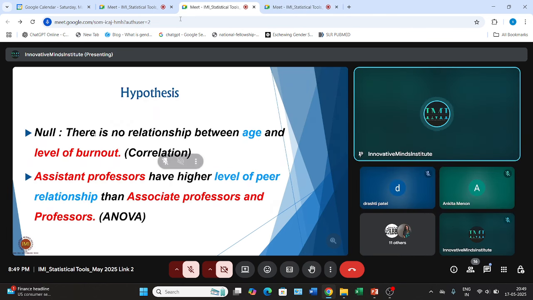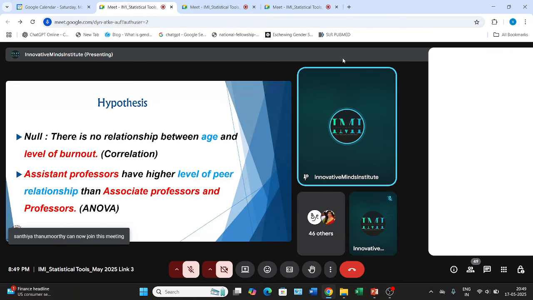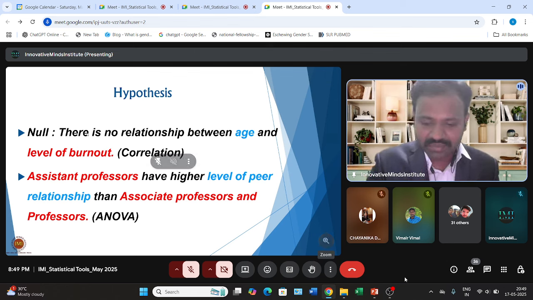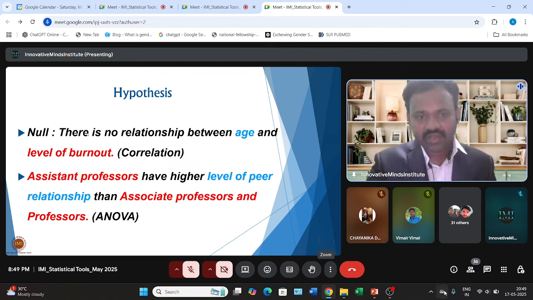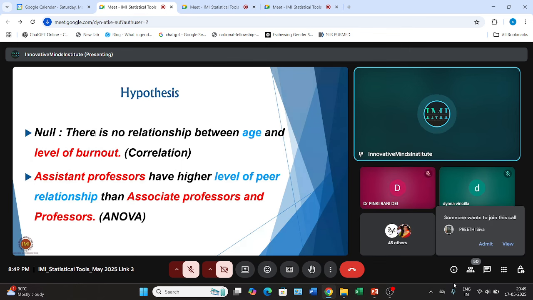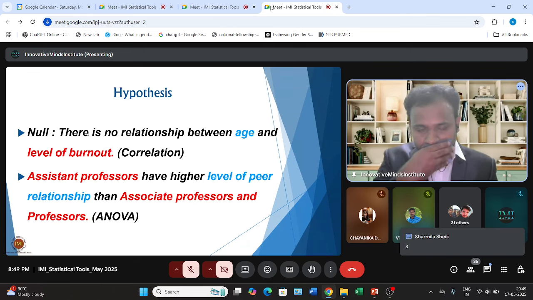Yes. So the second hypothesis: assistant professors have a higher level of peer relationship than associate professors and professors. Please put it in the chat box. I want at least a minimum of 10 responses. How many variables are there in this hypothesis? I'm asking the question again. How many variables?